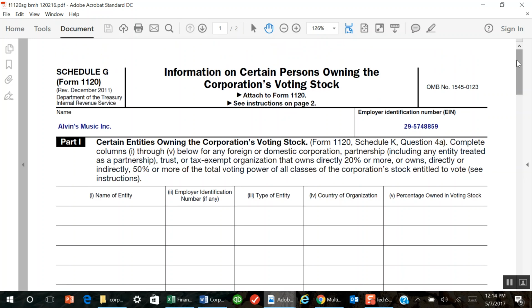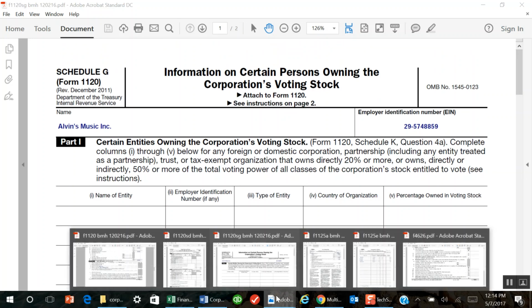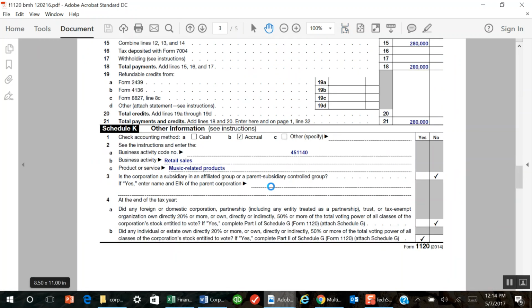It used to be that you would just answer Schedule K, you would answer yes here, and then that was it. There would be nothing to fill out if you did own 50% or more. Actually, I take that back. I think you were supposed to list it. I think it would say include a statement, like a white paper statement, and then they changed it. Now it's an actual form.